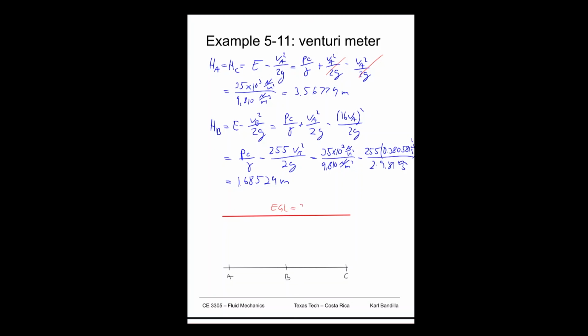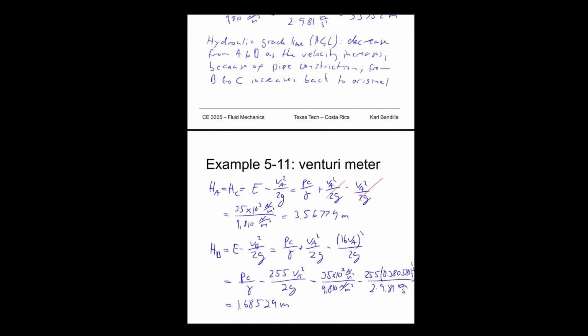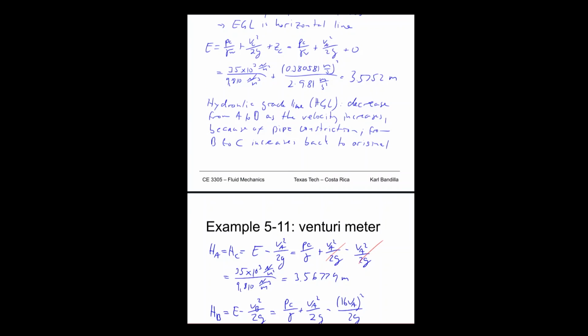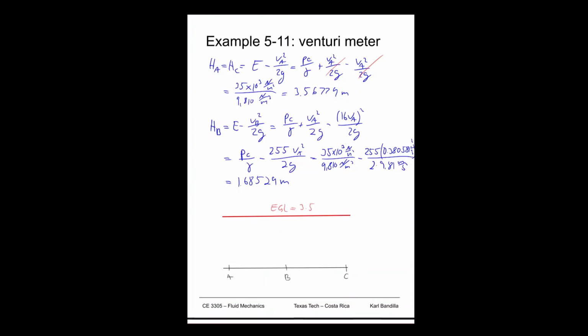It's equal to 3.57 meters. Oh no, that's our hydraulic grade line. That's the one we're looking for. What was our energy grade line? That is 3.58 meters.